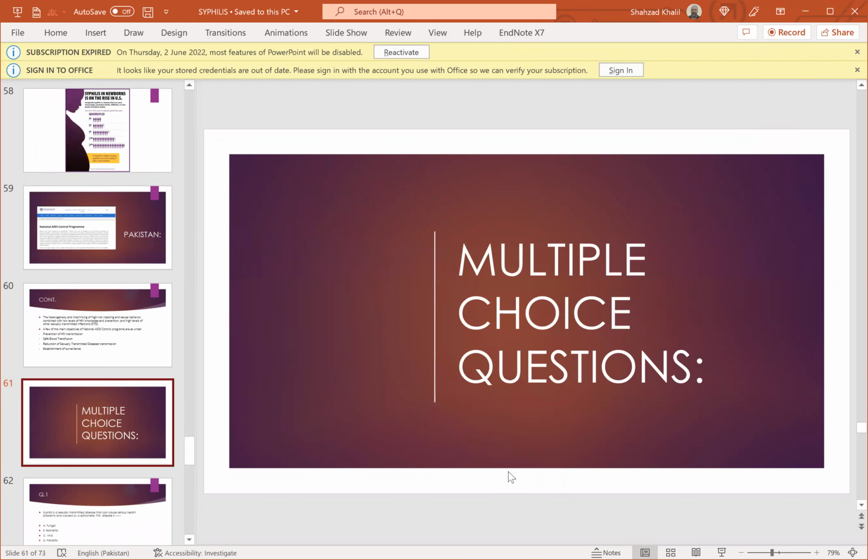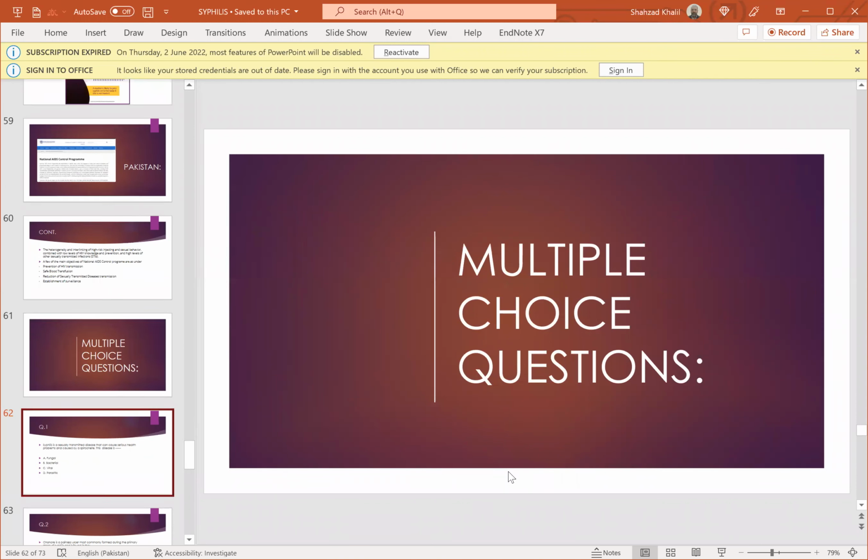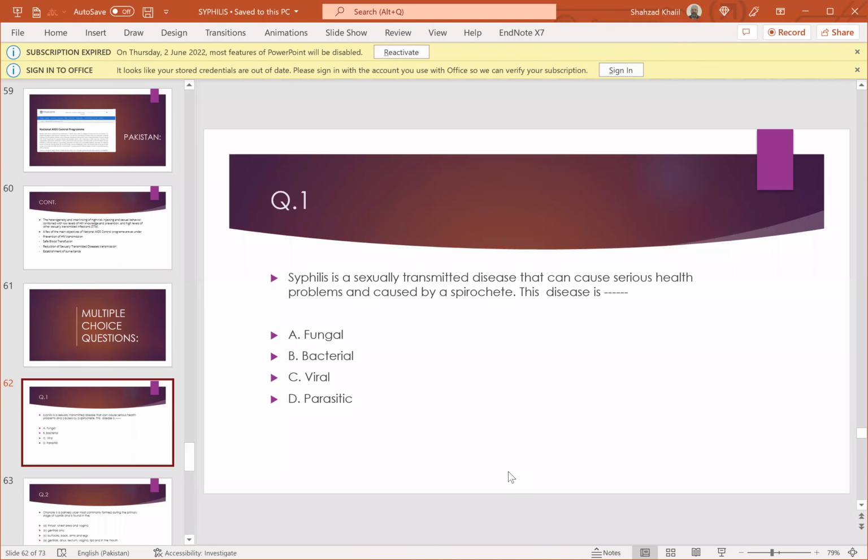Now it's time for the multiple choice questions. Syphilis is a sexually transmitted disease that can cause serious health problems and is caused by a spirochete. Is this disease fungal, bacterial, viral, or parasitic? The correct answer is B. It's a bacterial spirochete.